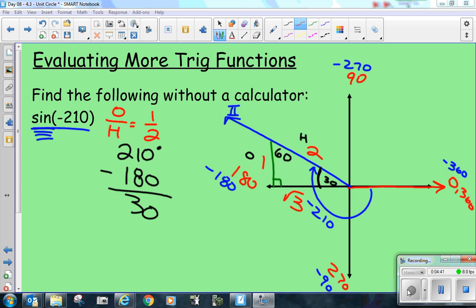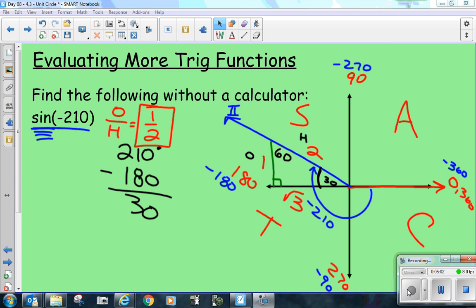And what's the last thing I need to check? In this case, this happens to be the answer. But how do I know if that's positive or negative? Check the quadrant. Because all students take calculus, right? Yeah, you laugh. You kind of laugh. Yeah, and what does that S represent? Sine is positive. If we're taking sine, that should be positive.